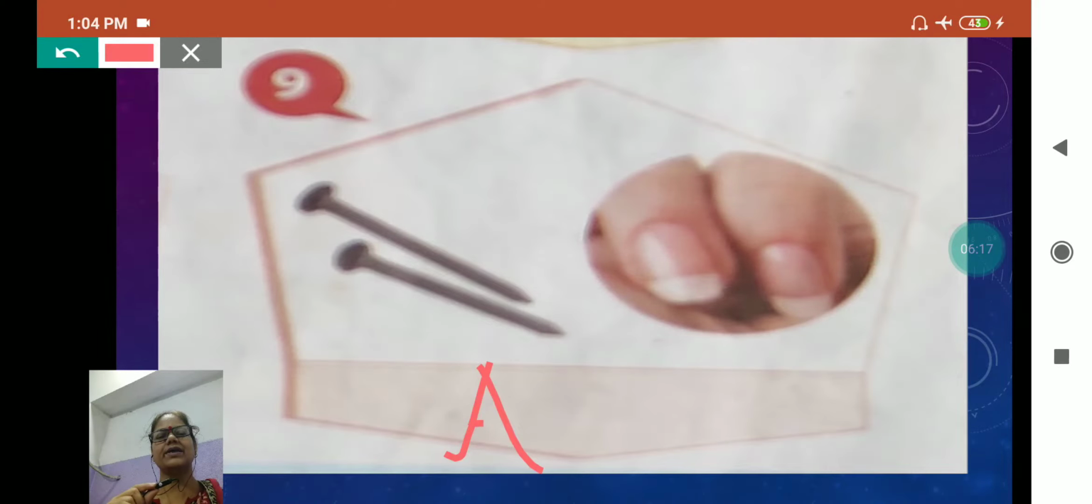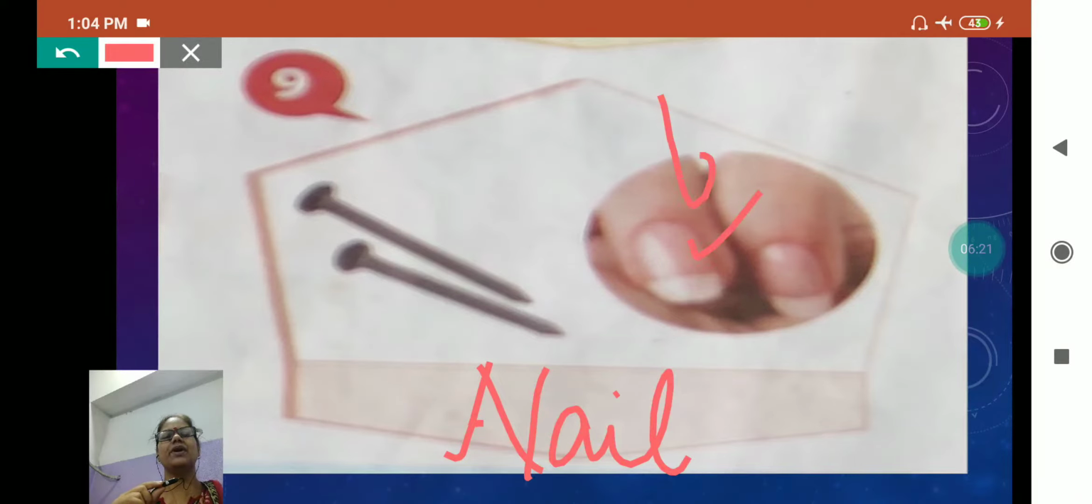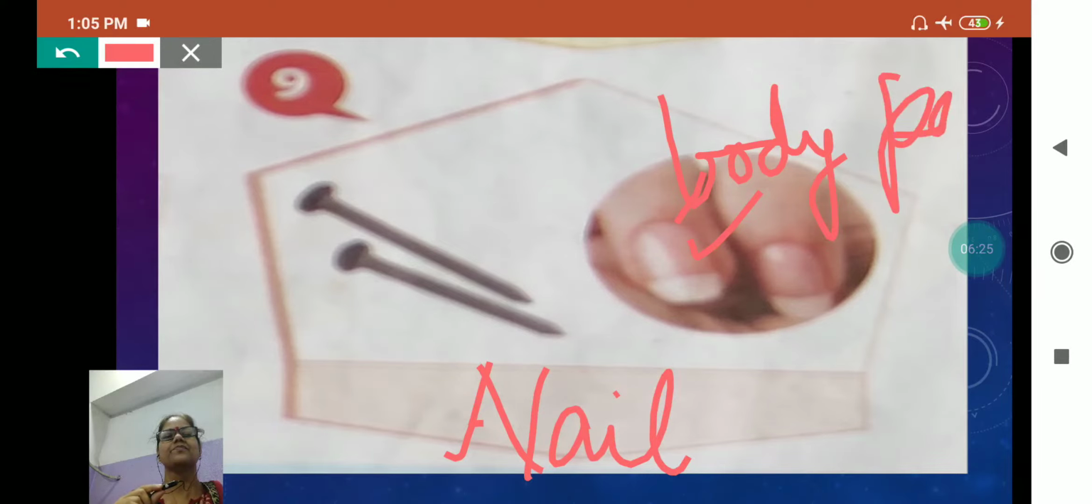And these two are nail. This is our body part. And this nail we use to fix something, especially in furniture or on the wall also. Sometimes we fix a nail to hang something.